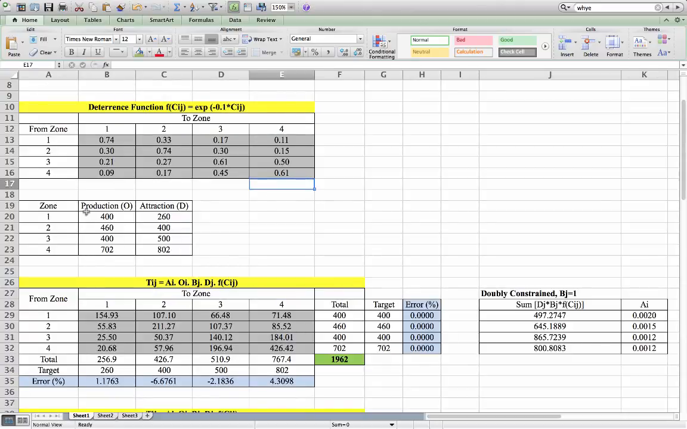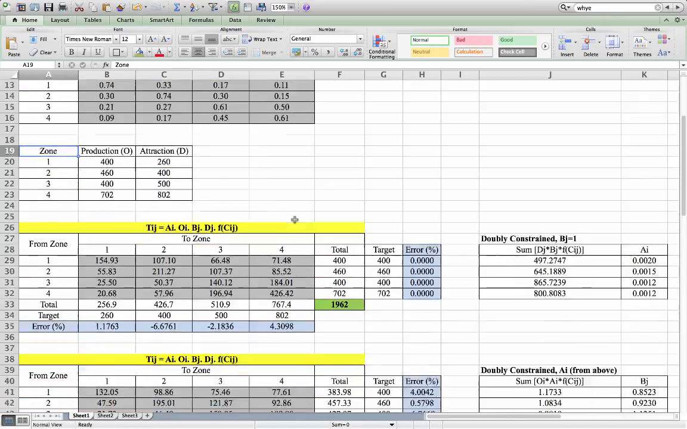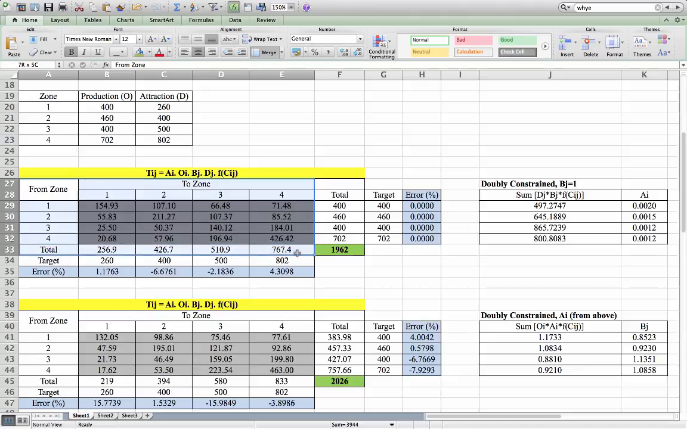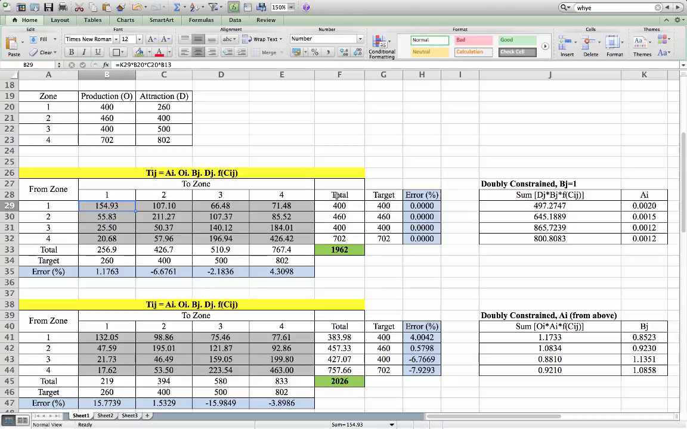The problem also gave us the total number of productions for each zone and total number of attractions for each zone in the future year. So the first step to implement a doubly constrained gravity model is to calculate Tij. So we specify a matrix for Tij. We have the total productions and total attractions, which are the sum of the columns and sum of the rows. But how do we get this Tij?